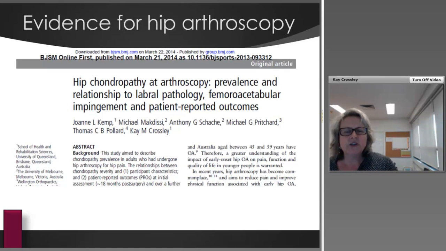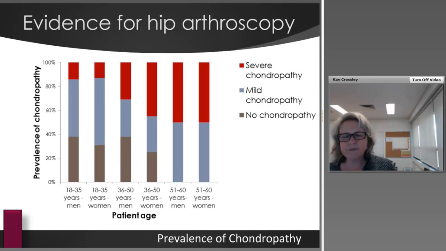Jo then looked at the prevalence of hip chondropathy at arthroscopy and looked at its relationship to patient-reported outcomes. And what she found in this graph: the prevalence of chondropathy is on the y-axis, and on the x-axis we have 3 different age groups, and then separating into men and women. So at first we have those who are 18 to 35, men followed by women. Then we have those 36 to 50, men followed by women, and then those 51 to 60.